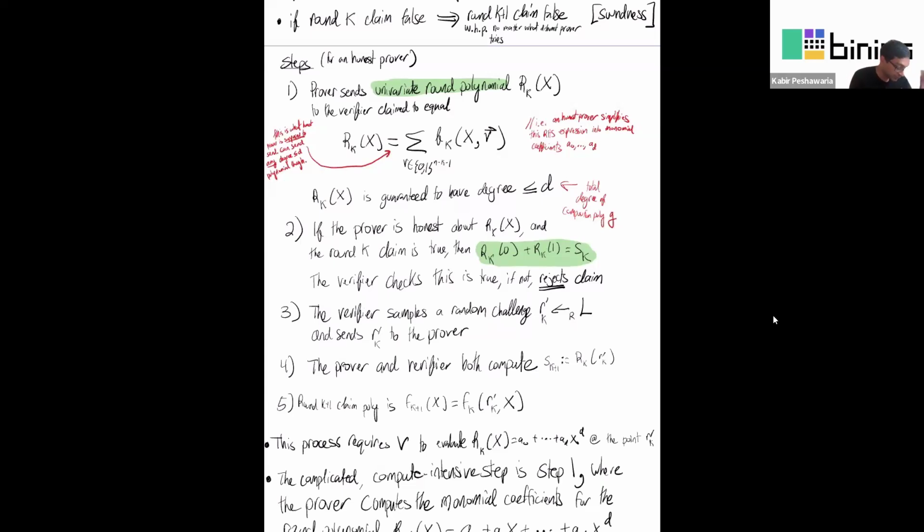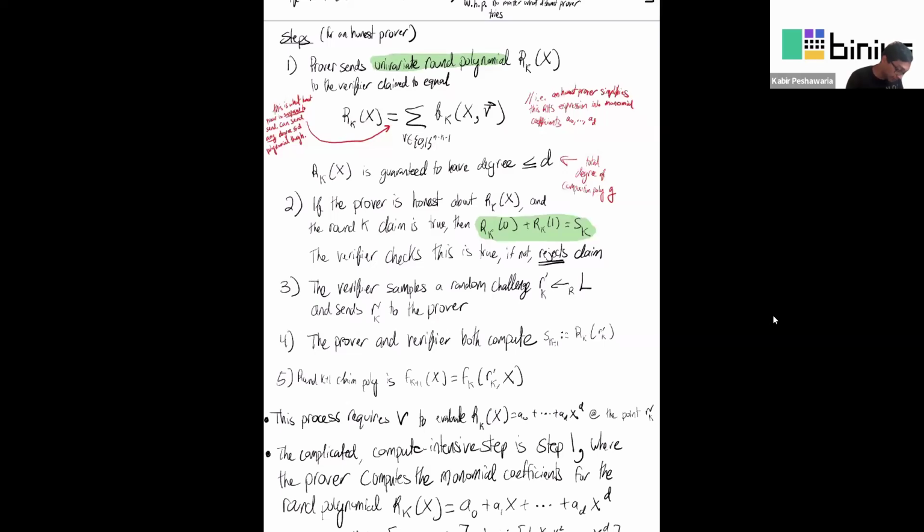Another technical note: this is what the prover is supposed to send. Some monomial coefficients such that these two polynomials are equal. Recall that a dishonest prover might not send that, but for now, let's talk about the protocol for an honest prover. So it sends a univariate round polynomial, Rk(x), to the verifier. Rk(x) is guaranteed to have degree at most d, where d is the total degree of the composition polynomial g. Why this is, we will detail in just a second. But for now, take my word that Rk(x) is a univariate polynomial of degree at most d, and therefore it can be represented by d plus 1 monomial coefficients.